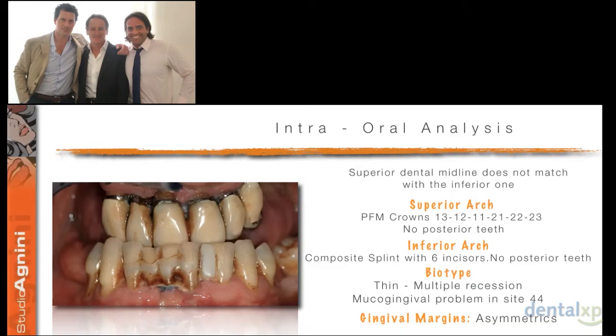It's also important to evaluate the biotype, which was thin, and we can see, especially in both the upper and the lower arch, multiple recessions. On tooth number 44 there was a mucogingival problem, and if we also evaluate the gingival margins, of course we see that we don't have symmetry. So these are also important pieces of information to write in the chart and to try to make a hypothesis of treatment plan.